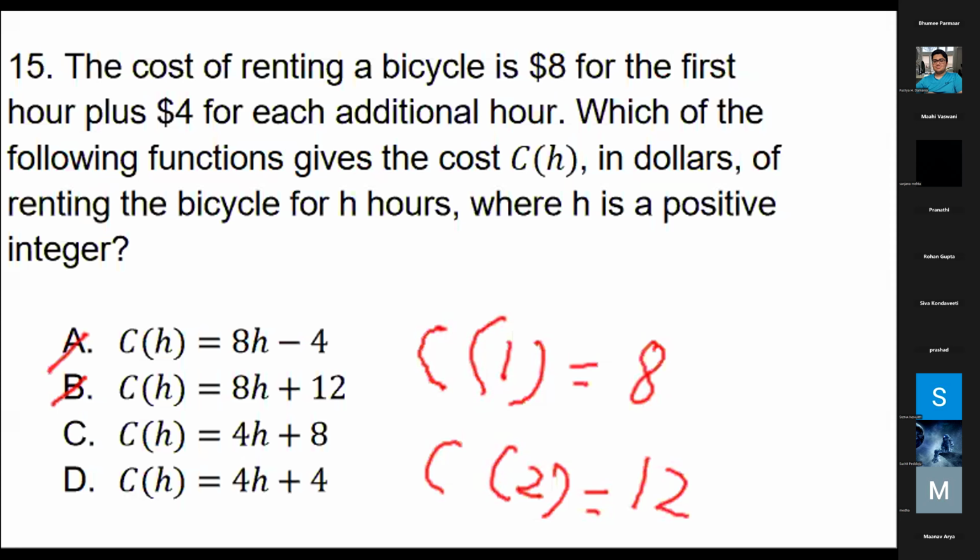And then we know that C of 1 is equal to 8. So we just plug in and we get 4 plus 8, that would be 12. So C of 1 would be 12. So it can't be answer choice C. So the correct answer is answer choice D. Because if we plug in C of 1, where H is equal to 1, we get 4 plus 4, which is 8, which is what we want to get. So the correct answer is D.